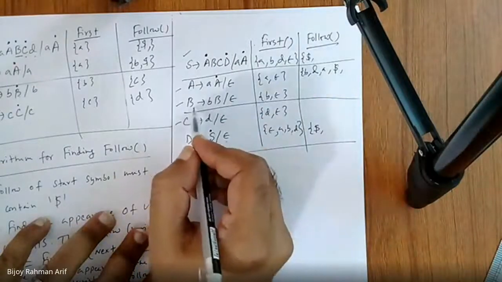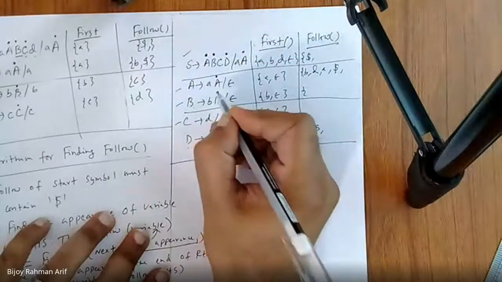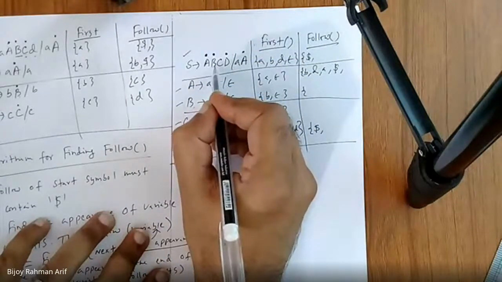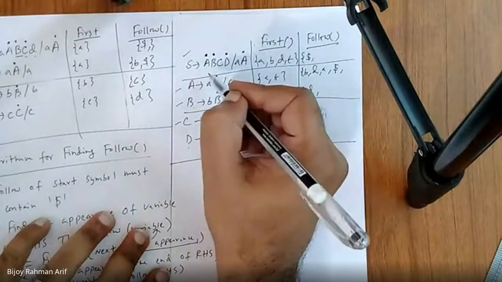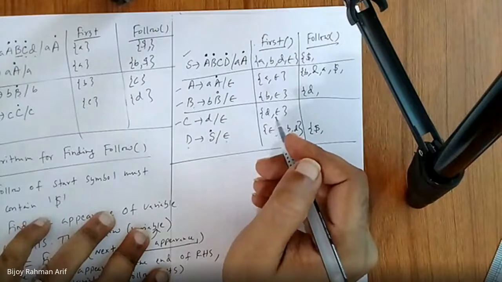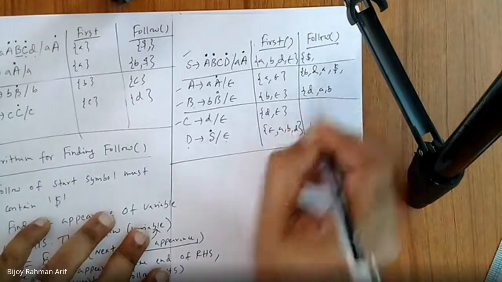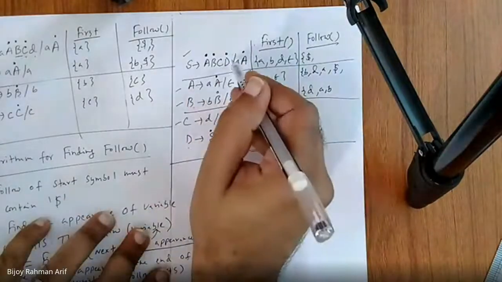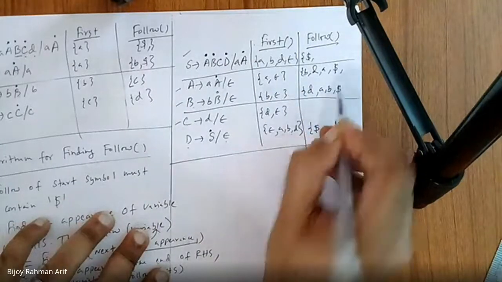Now let's go to B. B appears where? B appears here and here. So what is for this one? Rule number 2. First of C. First of C is nothing but D. Put epsilon, this one is crossed out. So D is exposed. So what is first of D? First of D is nothing but A, B, D. And if you put epsilon, okay, fine. D appears at the end. So follow of S, which is nothing but dollar.